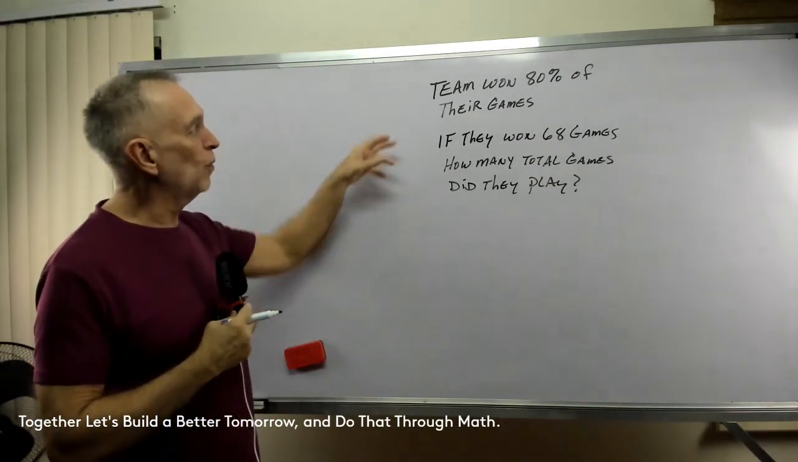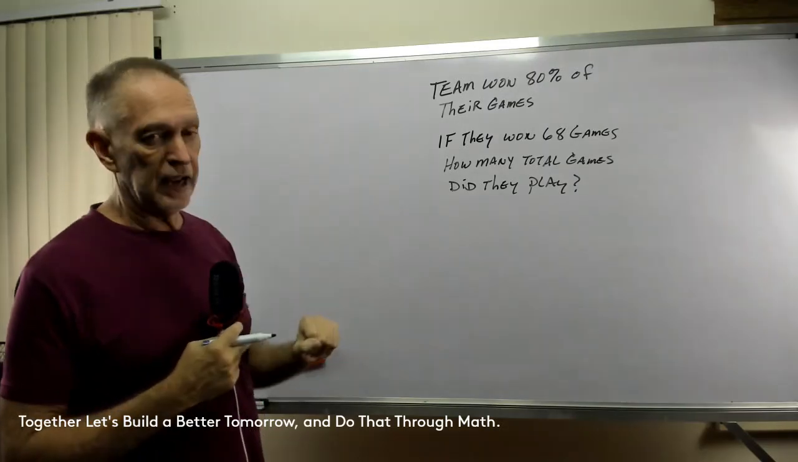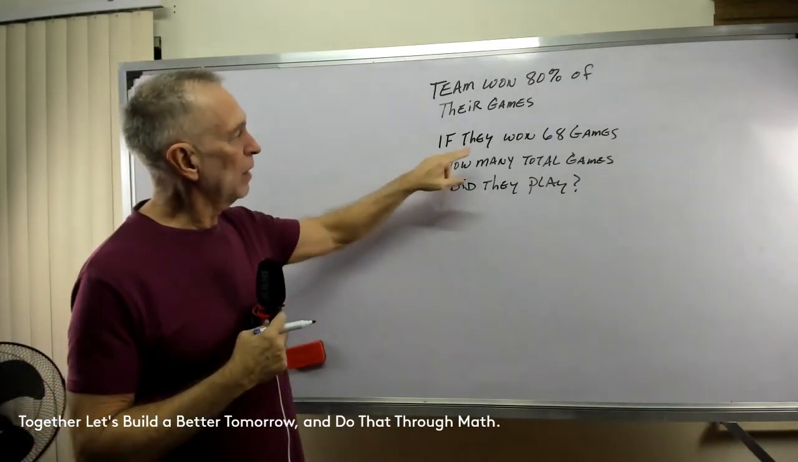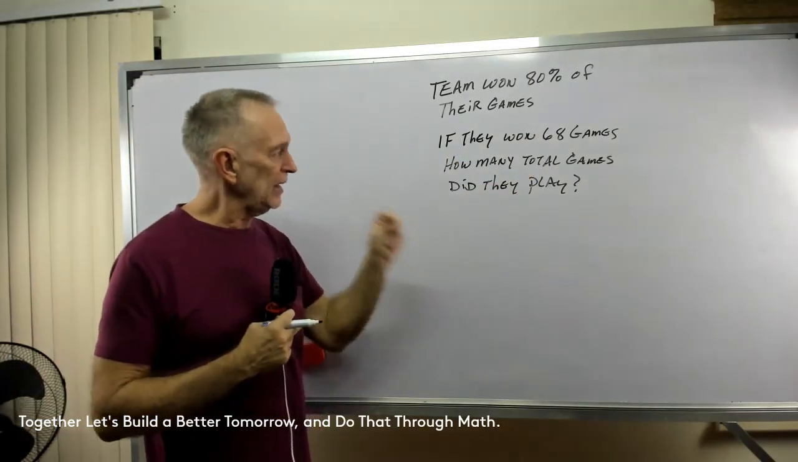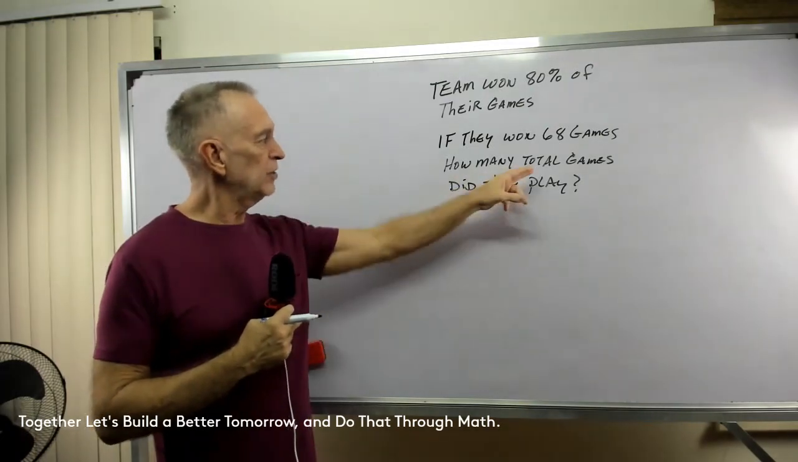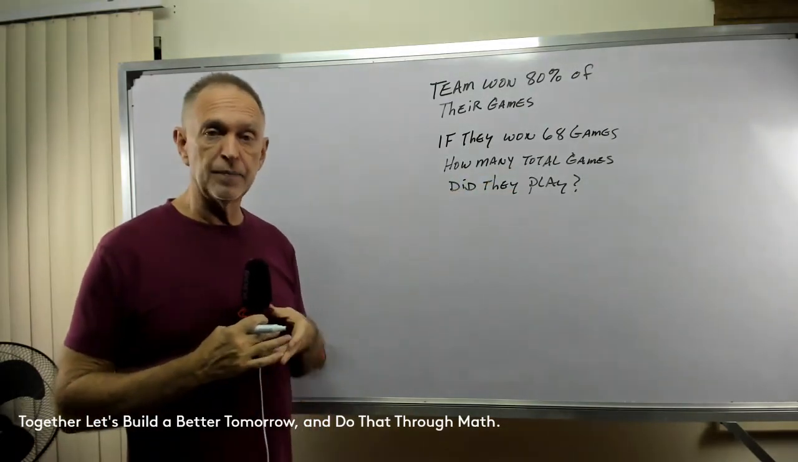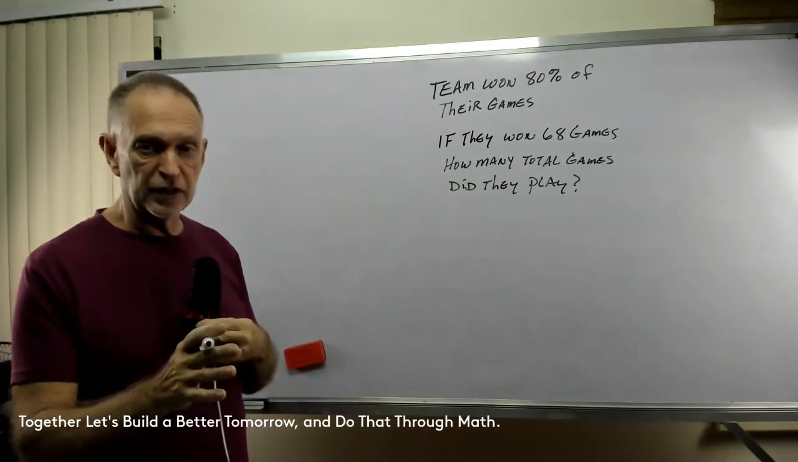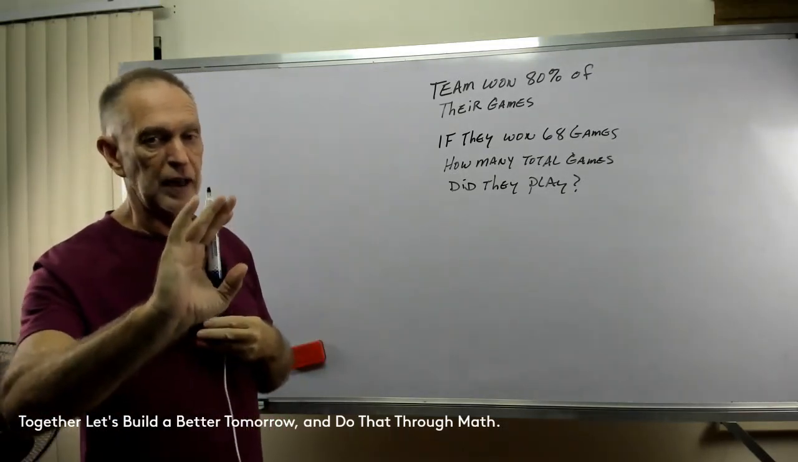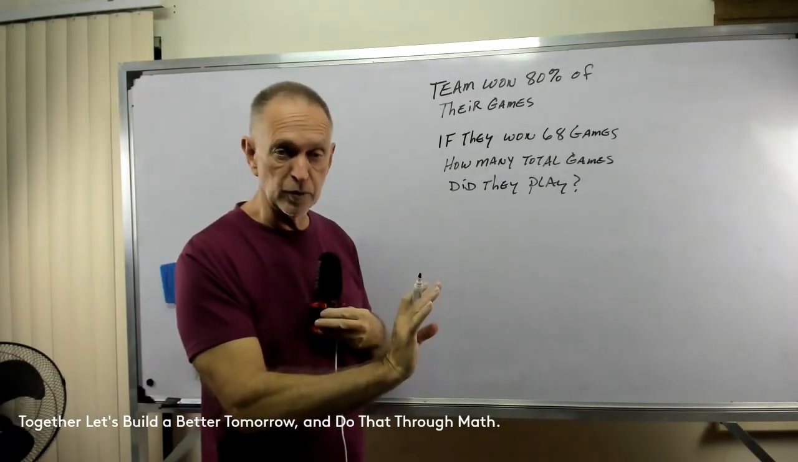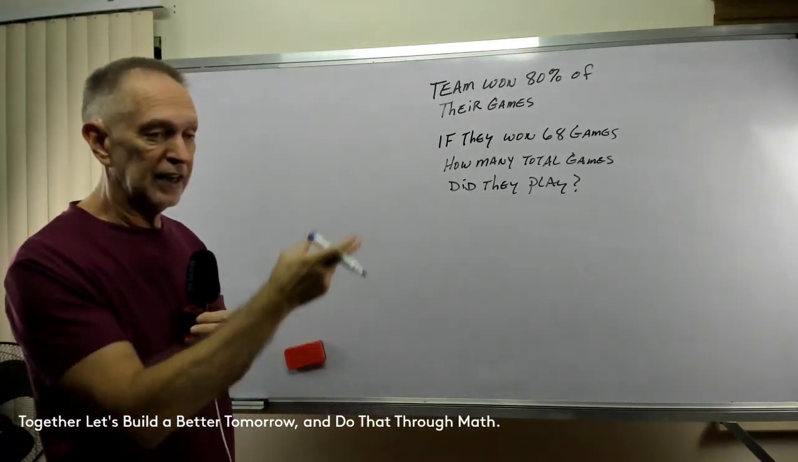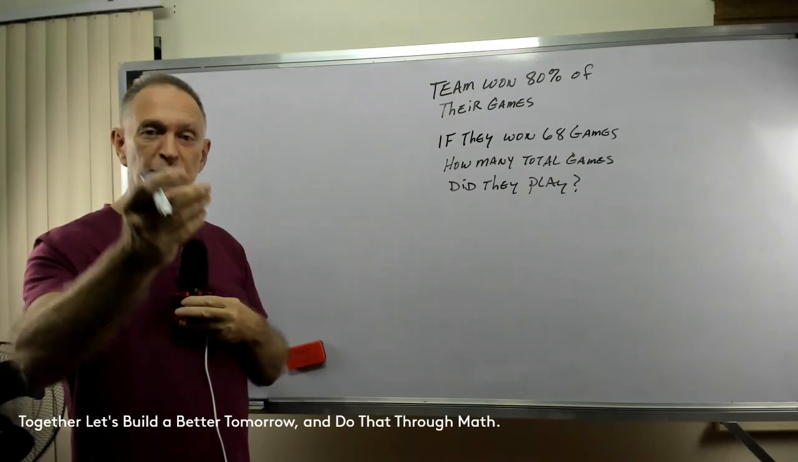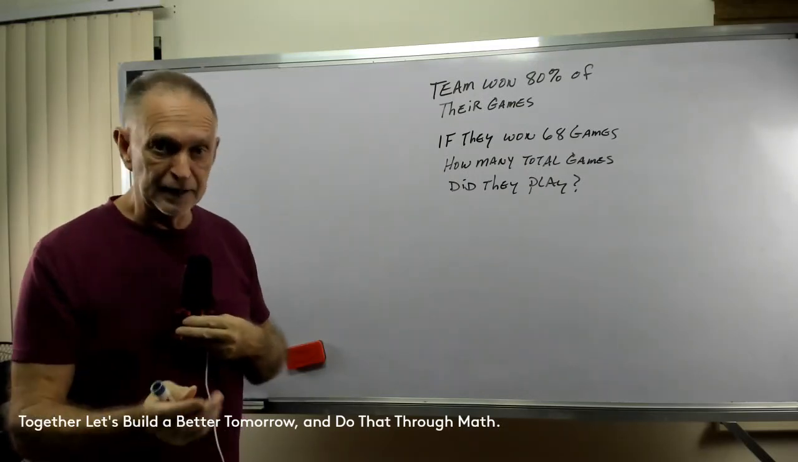We have a team that won 80% of their games, and if they won 68 games, how many total games did they play? Now this is an exercise in understanding percentages and how to manipulate percentages into decimals, and then understanding how to move decimals around when you're dividing.